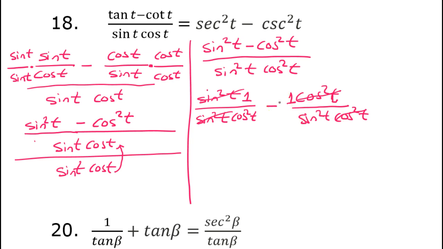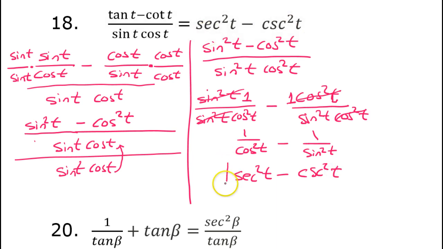So now I've got 1 over cosine squared minus 1 over sine squared. And of course, 1 over cosine squared is just secant squared, and 1 over sine squared is cosecant squared. And that was the target. Alright, that one was pretty tough.